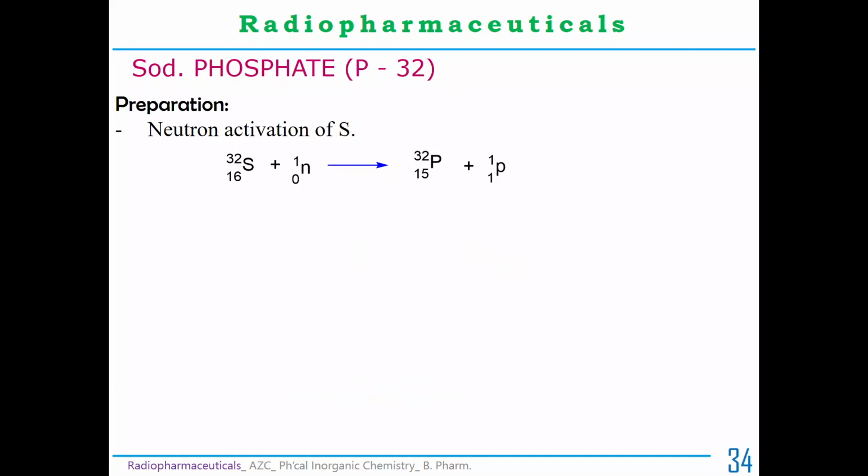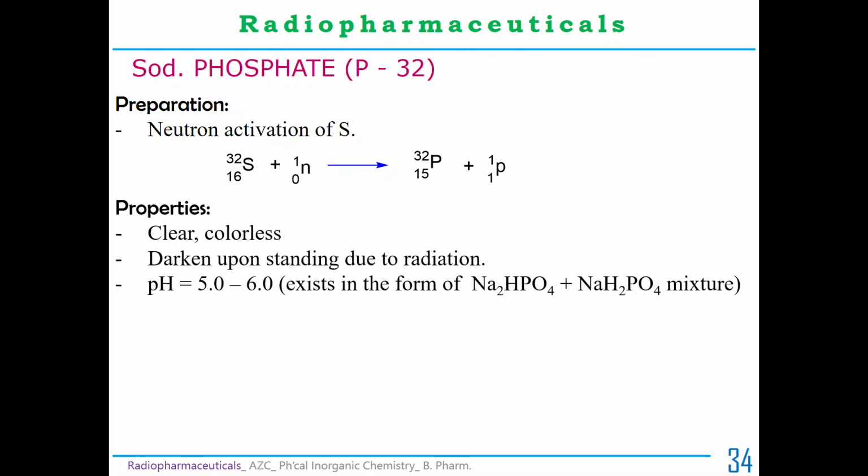Sodium phosphate, P32. Prepared by neutron activation of sulfur. Properties: clear, colorless, darken upon standing, due to radiation. pH maintained at 5.0 to 6.0. It is existing in the form of monobasic and dibasic phosphates mixture. It is decomposed to sulfur 32 on emitting beta radiation.